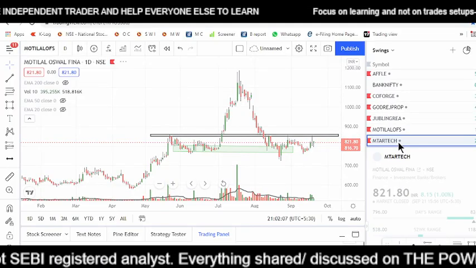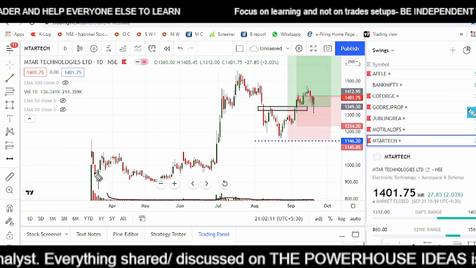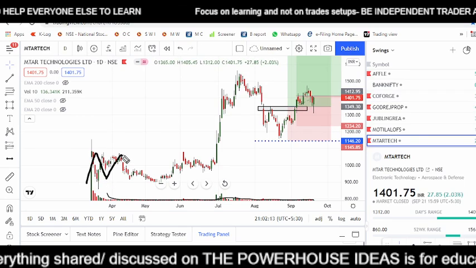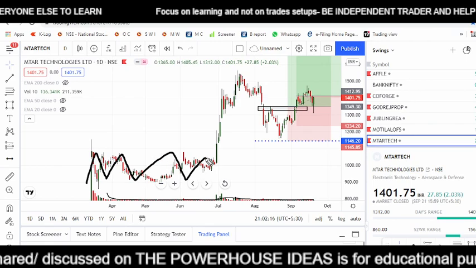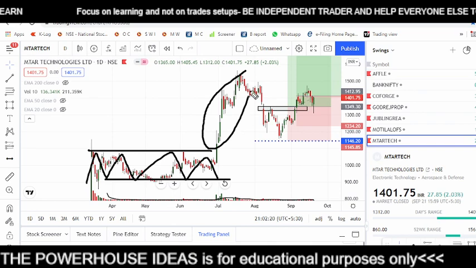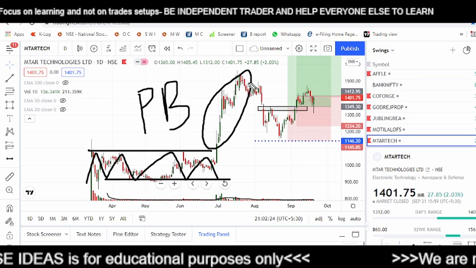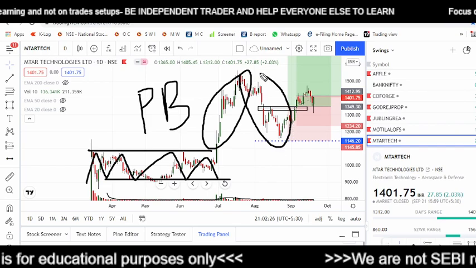The next stock for today is MTAR Tech. MTAR Tech is a recent IPO pick. At the start of its listing, it was in a consolidation. After the consolidation, it gave a big breakout, but this was a parabolic move. And when a parabolic move comes, there will certainly be some profit booking.